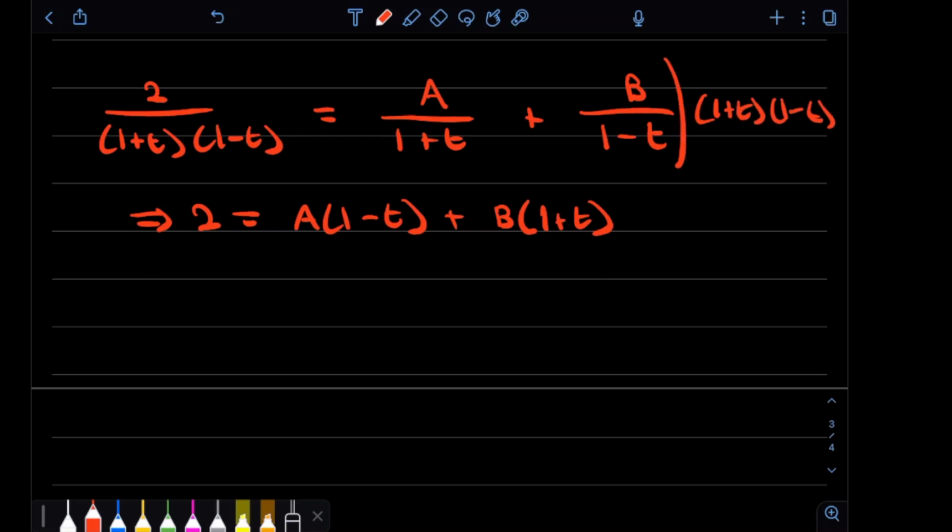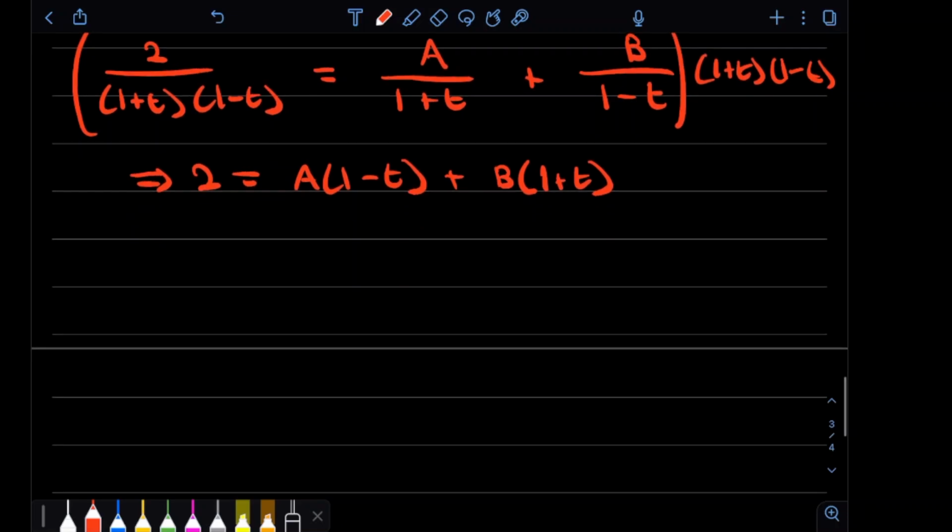I should have shown that step, sorry guys. Alright, so distributing these two out, we get A minus At plus B plus Bt. Now organizing like terms in terms of t's, we get that 2 equals, let's just put A plus B here.